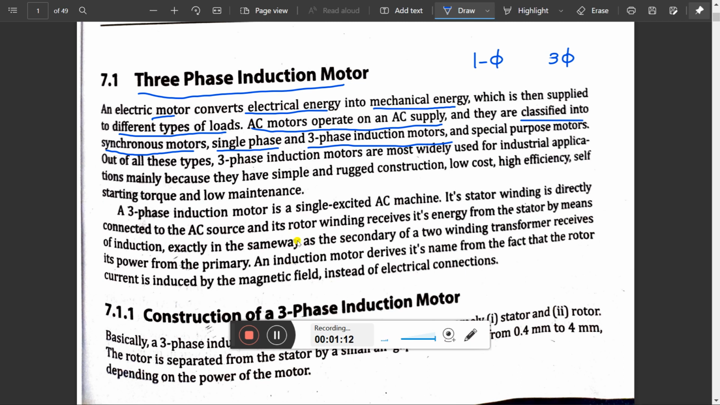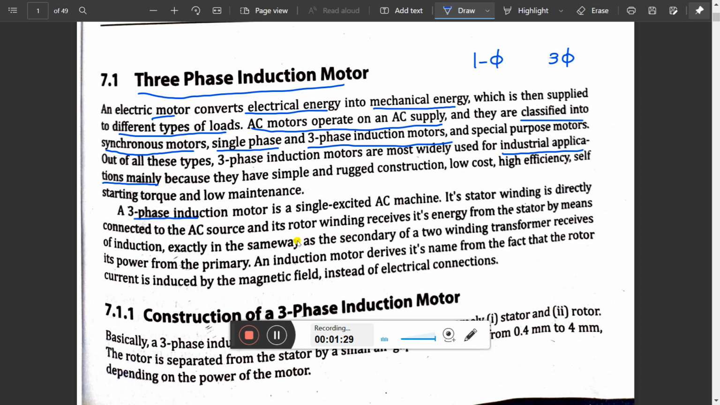Especially this three phase induction motor is used in industrial applications. Most of the industries use only three-phase induction motor because they will get more rating and more efficiency by using three-phase induction motor instead of single-phase induction motor.